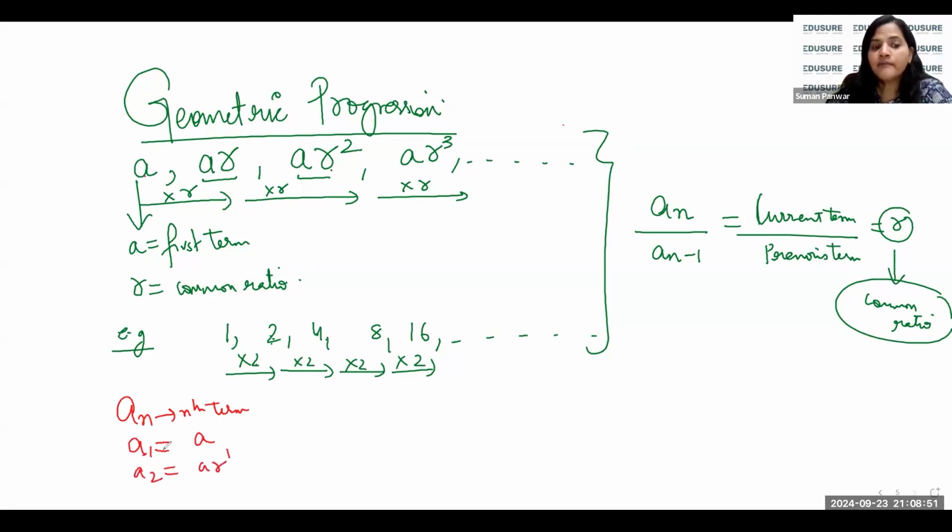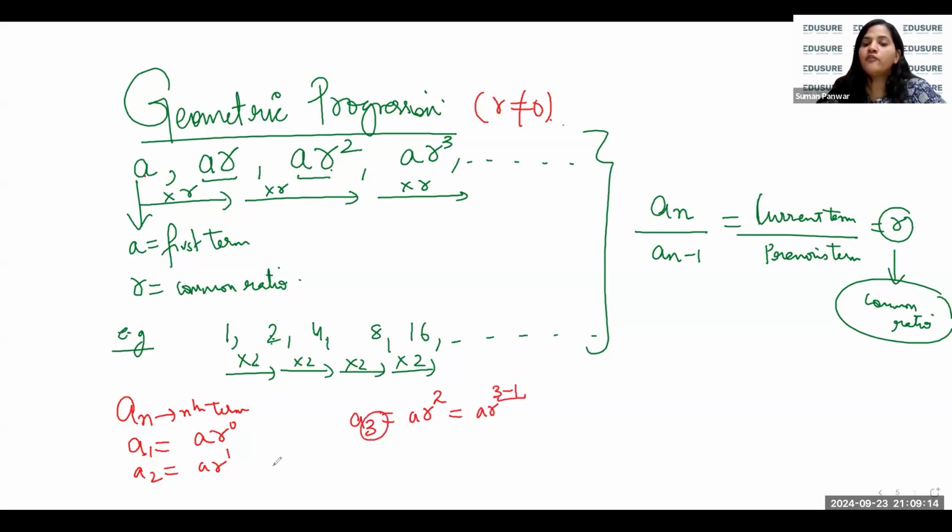a1 is a r power 0. Anything raised to the power 0 is 1. Note that I will not be taking r equals to 0, because 0 raised to the power 0 is not defined. Then if we take a3, a3 is ar square, which is ar^(3 minus 1). So whatever is here, I am subtracting 1.